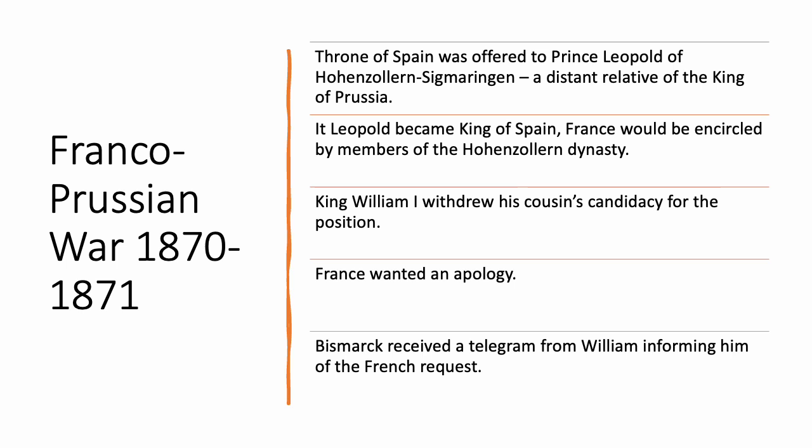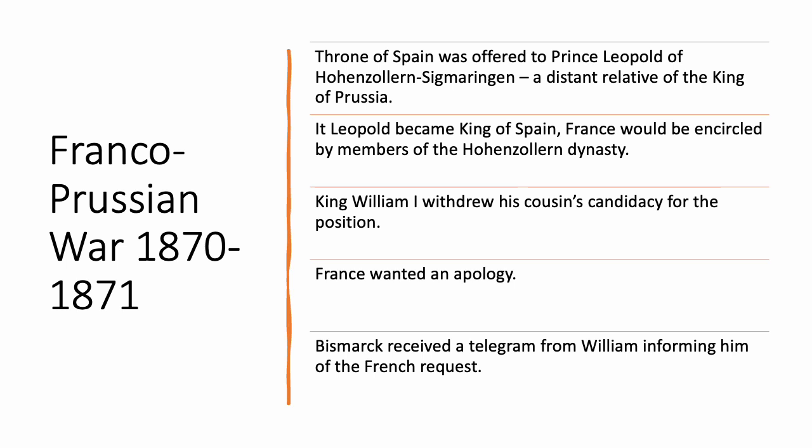And so France is really upset about this, and they want the Prussian king to make sure this doesn't happen. So King William I is going to withdraw his cousin's candidacy for the position as the King of Spain. And France decides they want an apology from King William.